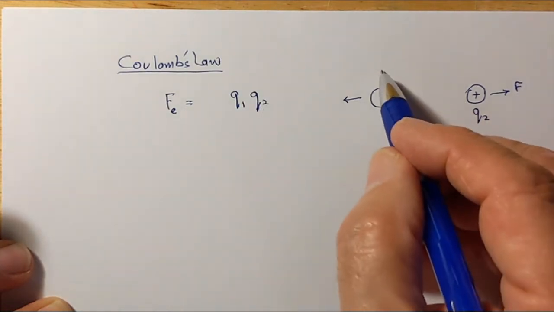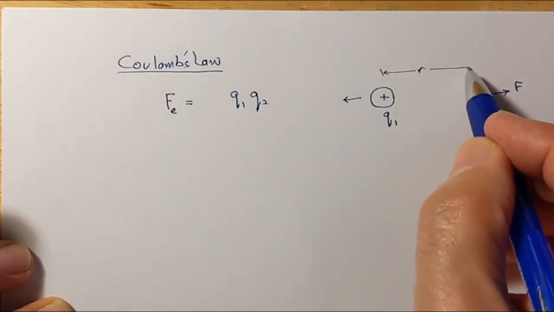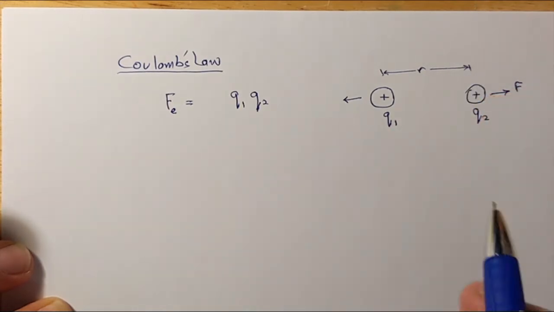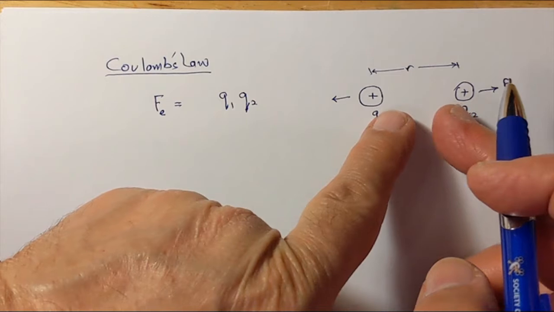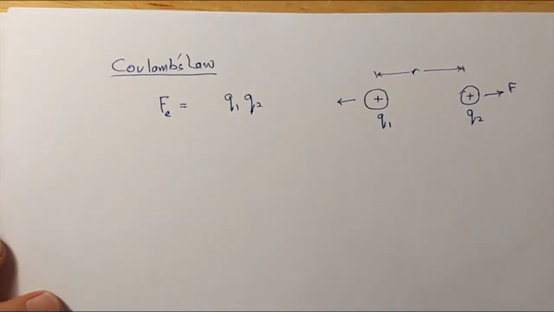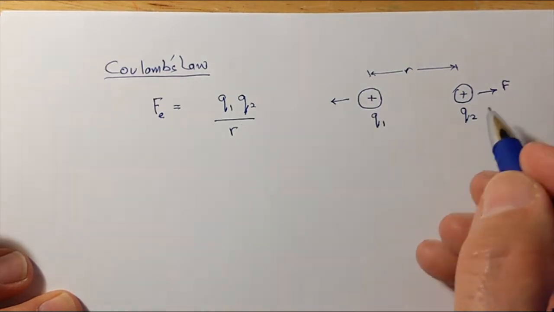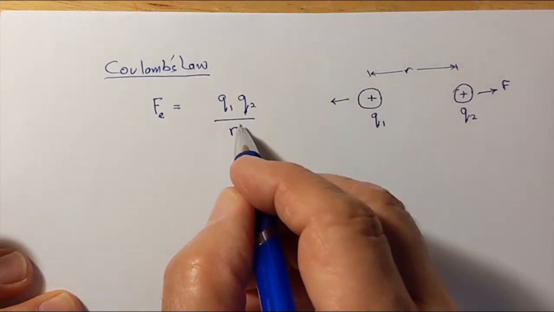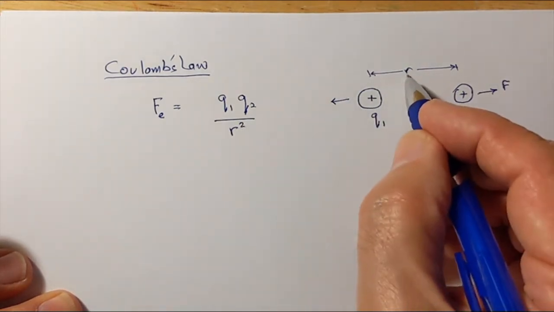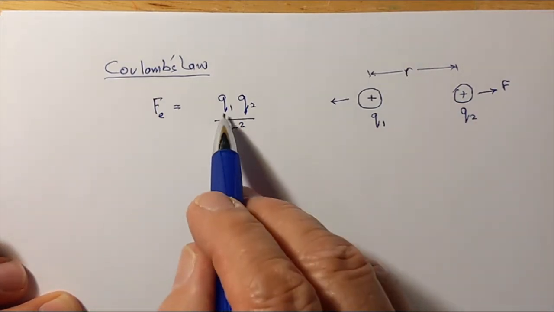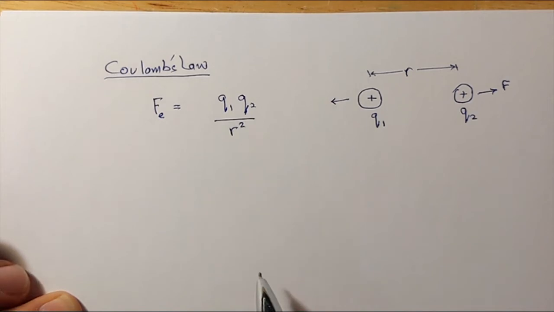And if the distance between the two is r, well, the bigger the distance, the smaller will be the force. So as they get close together, the force becomes stronger. So it depends on 1 over r, and he found that it doesn't depend on r itself, but on r squared. So this becomes an inverse square law of force. So he found that the force depends on Q1 Q2 over r squared.